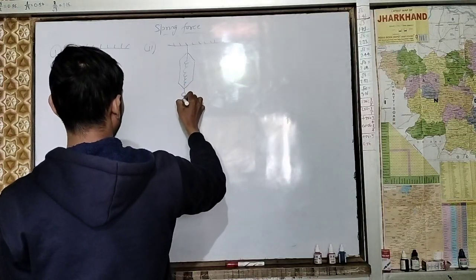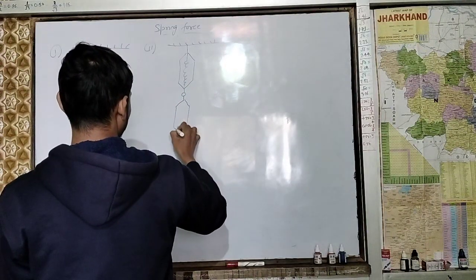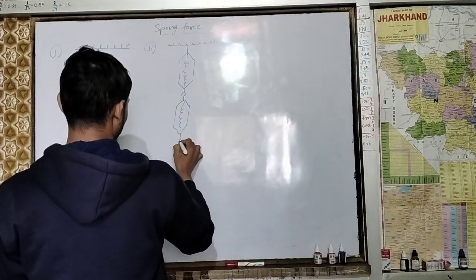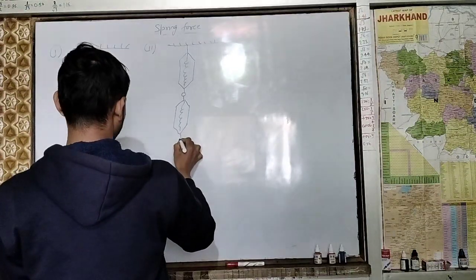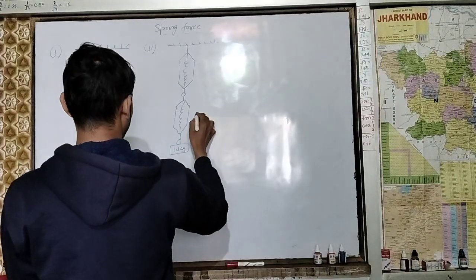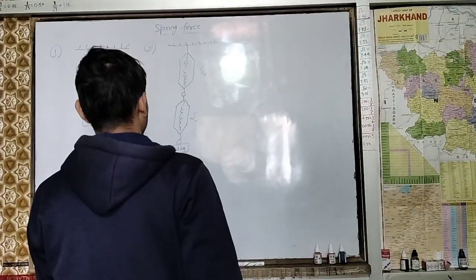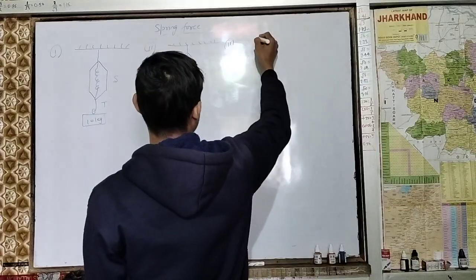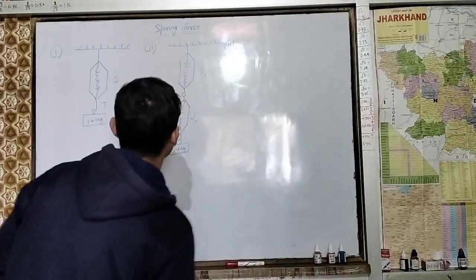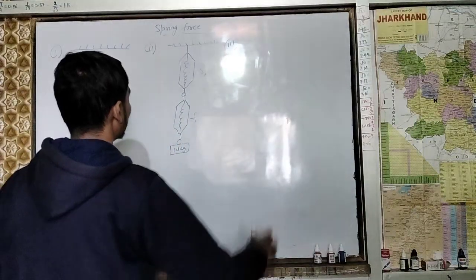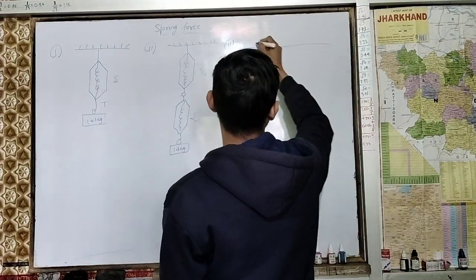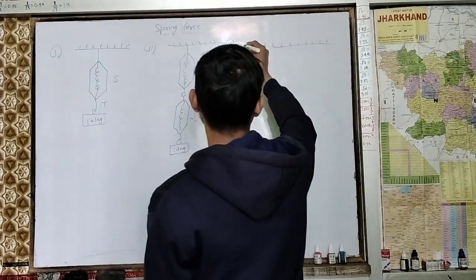Again a string. Again a string. Who is hanging? A mass of 10 kg. S2, S1. And third is, this is vertical and third is horizontal. A spring will be horizontal.